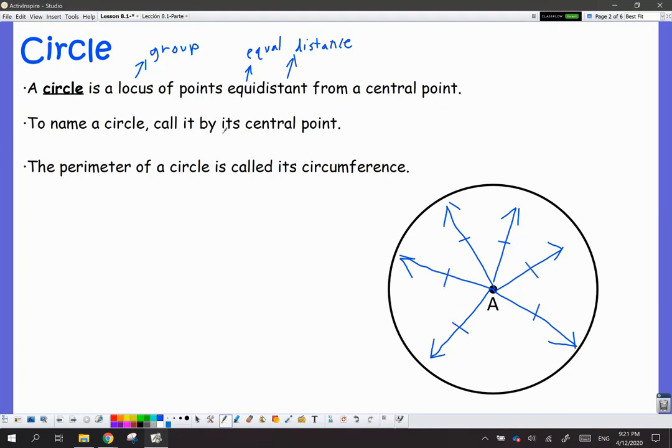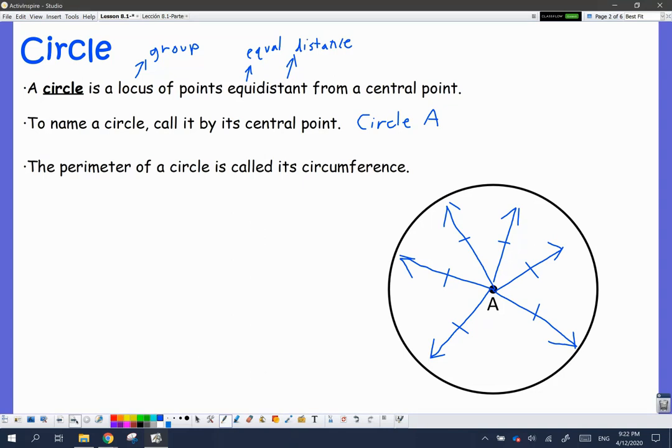To name a circle, we call it by its central point. So for example, since this central point is A, we would call this circle A. And the perimeter of a circle is called its circumference. We don't have a true perimeter here because there's no sides to a circle. So instead of calling it the perimeter, we'll call it the circumference instead. And we talked about how to find the circumference back in the last unit. So go check those videos out if you need help finding the circumference of a circle.